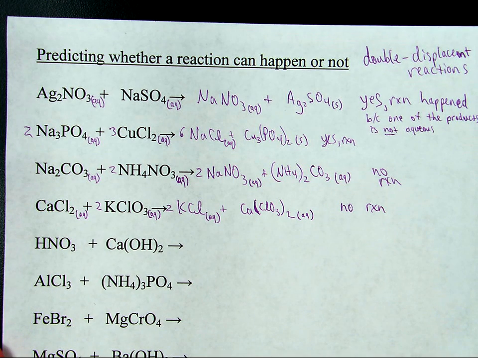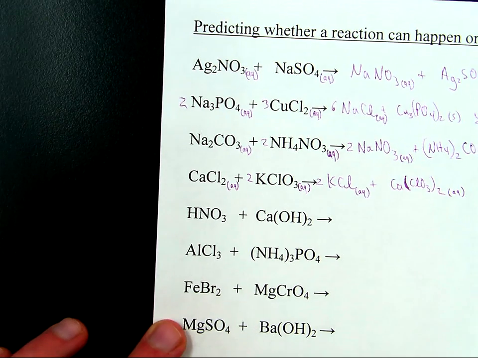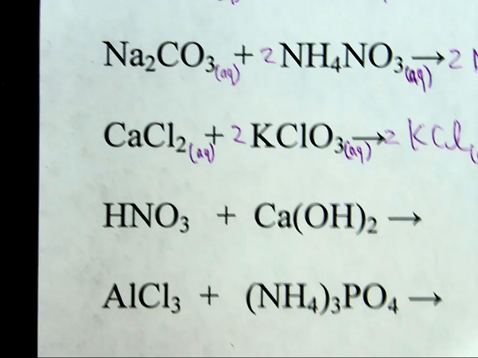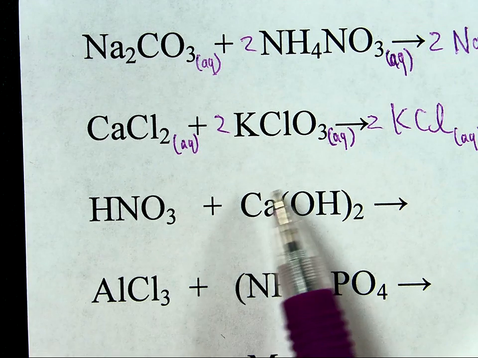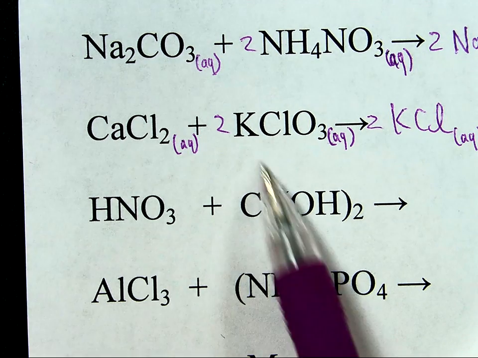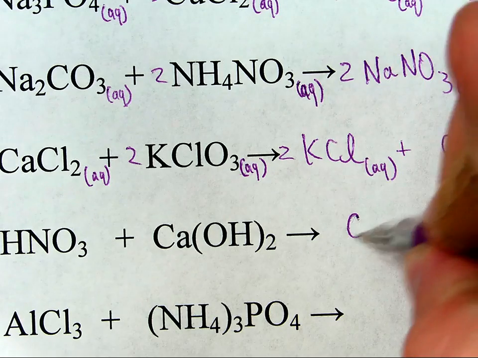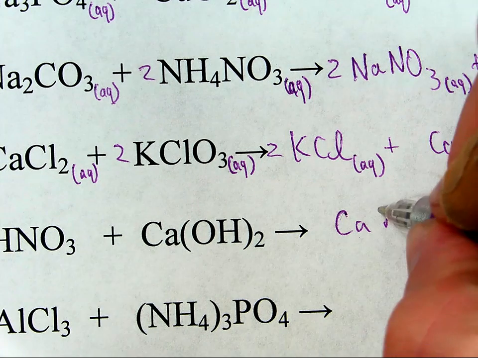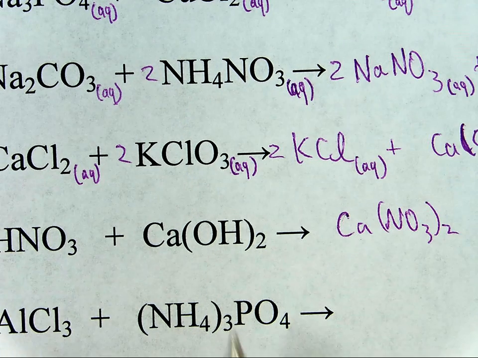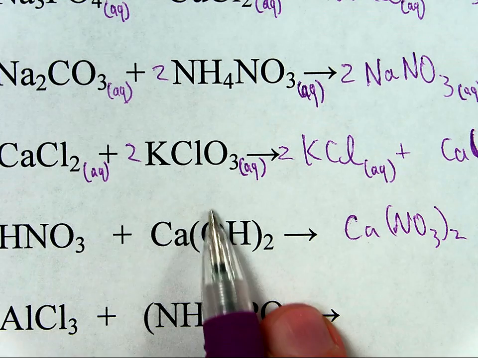Okay, next. How do you handle this one? What you do, same as always, switch your parts. For part 1, put the calcium here, put the hydrogen here. So it's calcium nitrate, and calcium is a 2+, therefore it's going to pair with 2 nitrates. Hydrogen plus hydroxide is water.